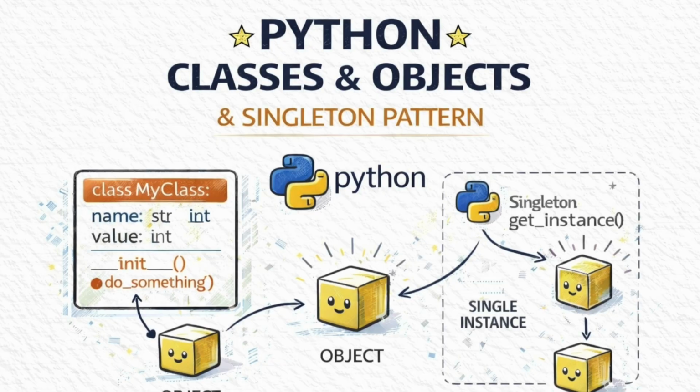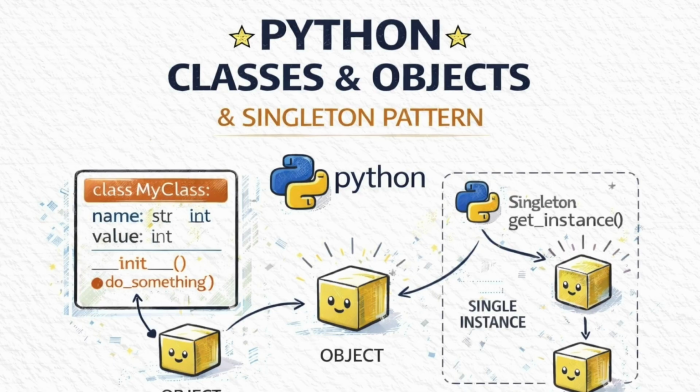Think about a database connection pool or a configuration manager or a logging service. You only want one of those things, otherwise you get chaos and conflicts. Now, we mentioned that in other languages you do this by making the constructor private, but the sources also say that the Singleton is sometimes called an anti-pattern. Why is it so controversial?